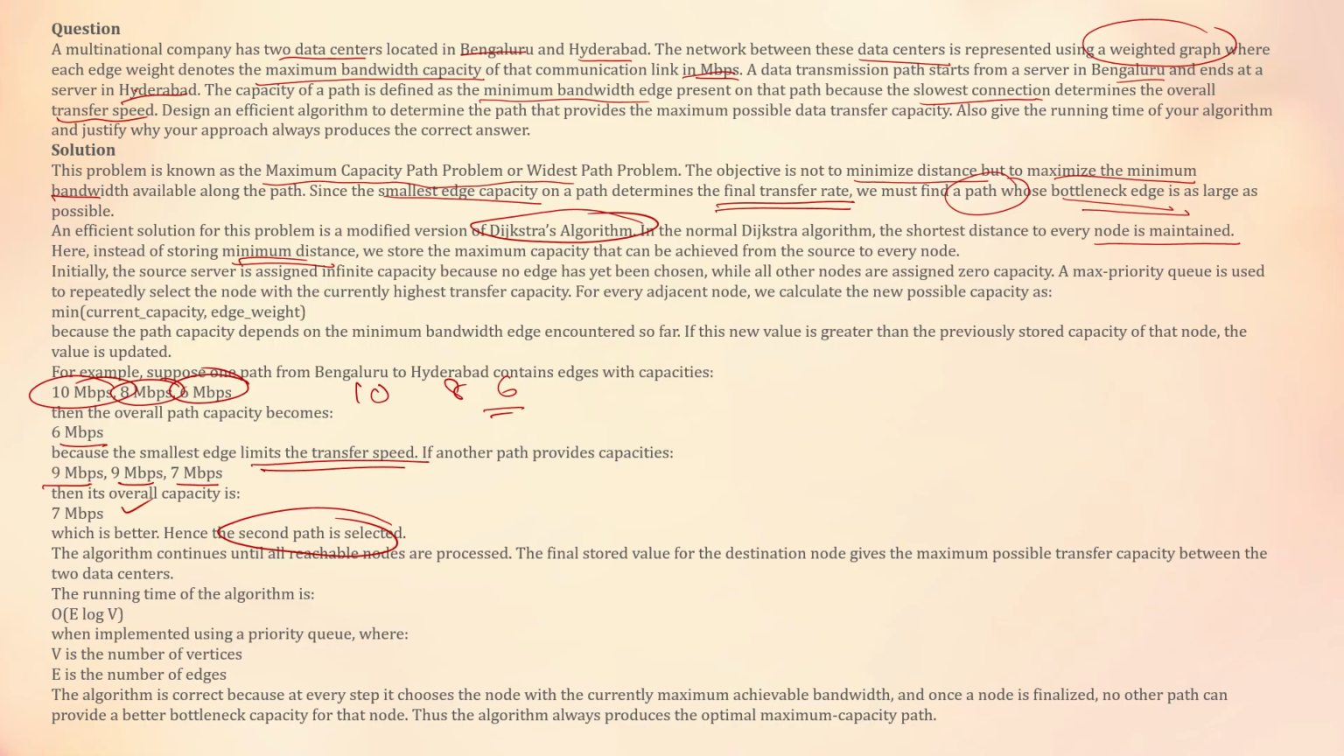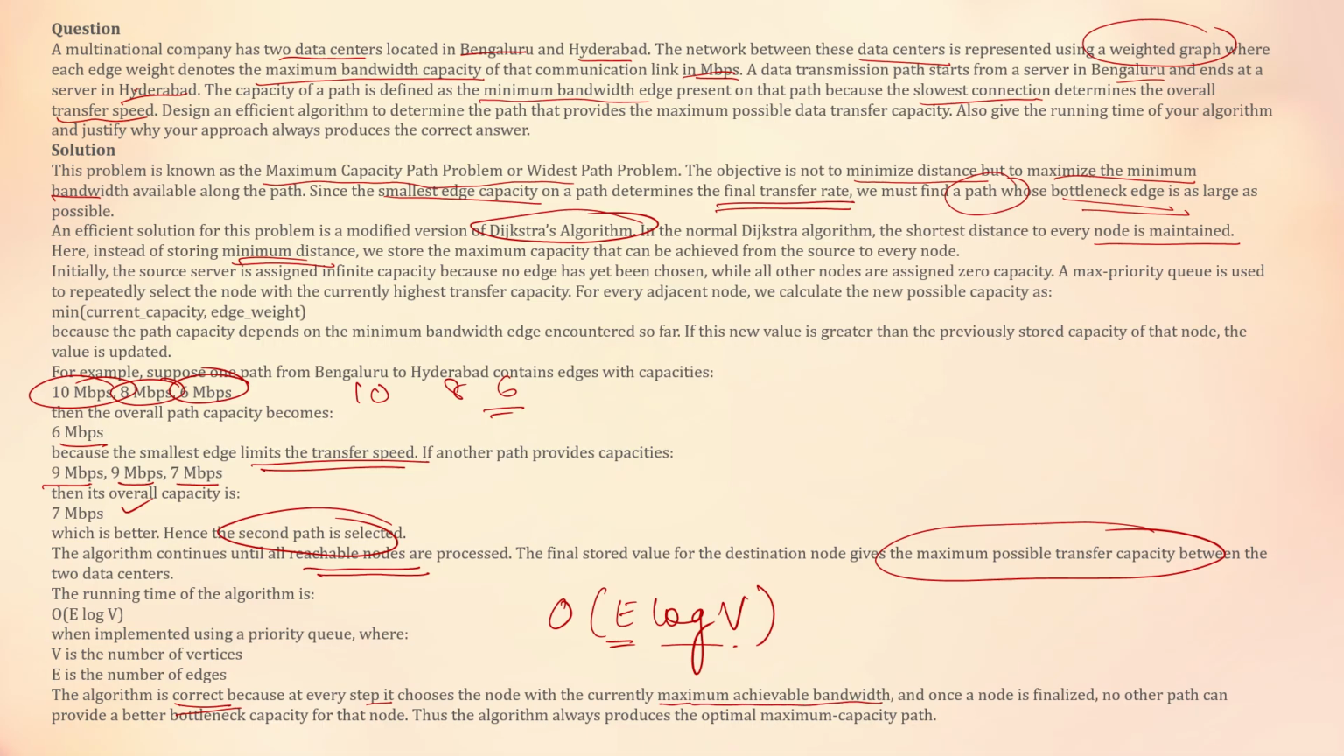The algorithm will continue until all reachable nodes are processed. Here we know we have to get the maximum possible transfer capacity. The time complexity will be E log V, edges times log of vertices. The algorithm is correct because at every step it chooses the node with the currently maximum achievable bandwidth, like we have seen with the help of the example. Try to understand every concept with the help of examples, because only then will your concepts be clear.